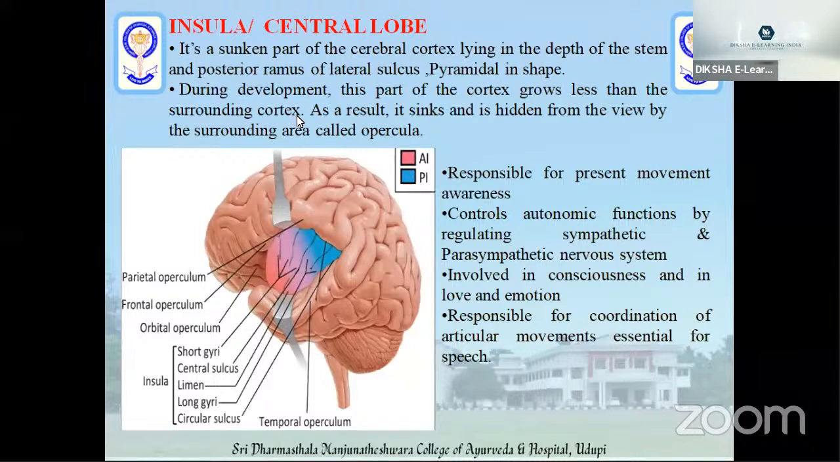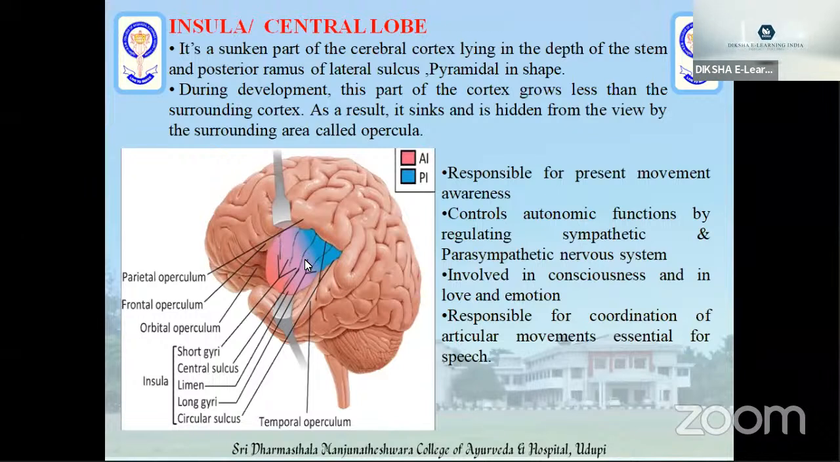During development, this part of the cortex grows less than the surrounding cortex. As a result, it sinks and is hidden from view by the surrounding area called the opercula. The opercula are the surrounding parts which cover this central lobe.